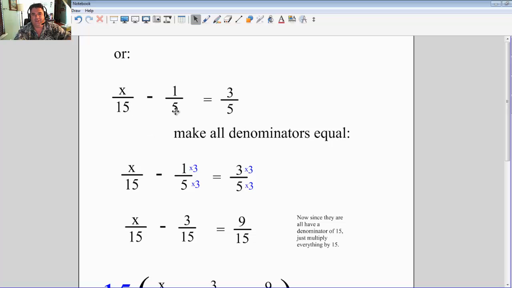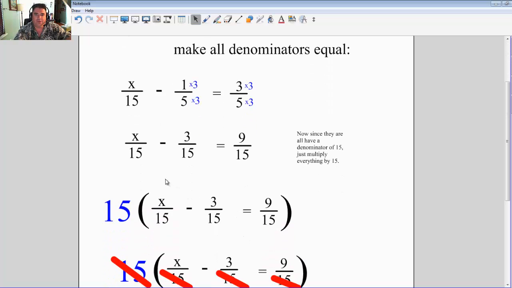See how I have 15, 5, and 5? Well, I can make 5 into 15 by timesing both of these by 3. Just remember that if you times the denominator, you have to times the numerator both times. So times 3 and times 3. And now you get x over 15 minus 3 over 15 equals 9 over 15.